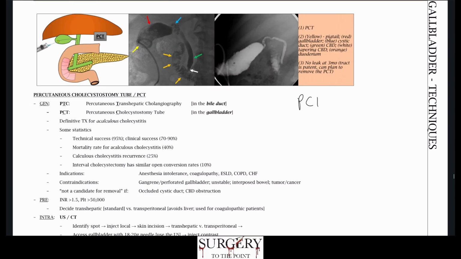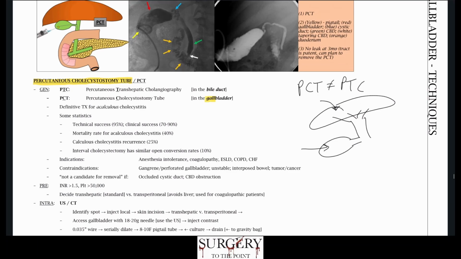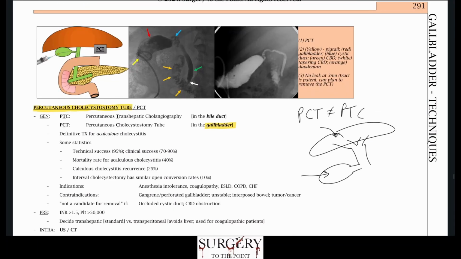So a PCT does not equal a PTC, even though they're a little bit close, aren't they? A PTC is coming from up above, but a PCT is going directly into the gallbladder. So what a PCT stands for is a percutaneous cholecystostomy tube. Thus, it is within the gallbladder. The drawing that I have right here is that, again, you're going through the skin, so percutaneous, but you're not needing to go through the liver. However, there are certain approaches and certain times, especially if someone has non-alcoholic fatty liver disease or a large liver, that you will be going transhepatic to be able to get access into the gallbladder.